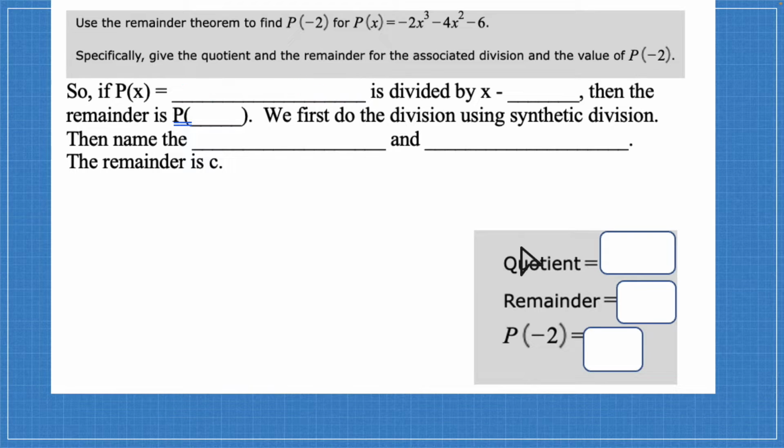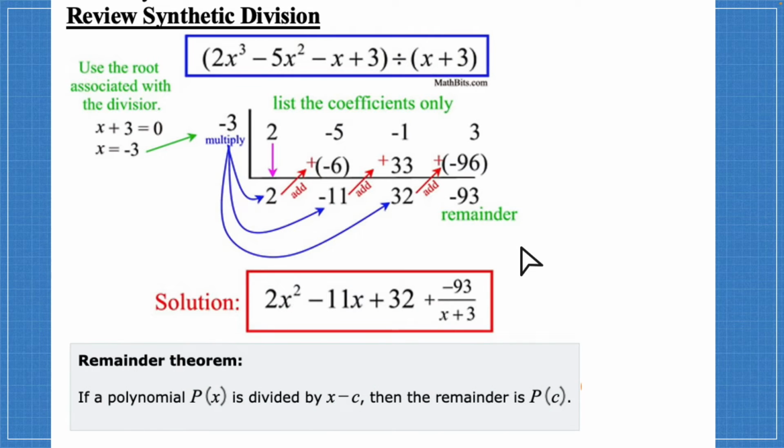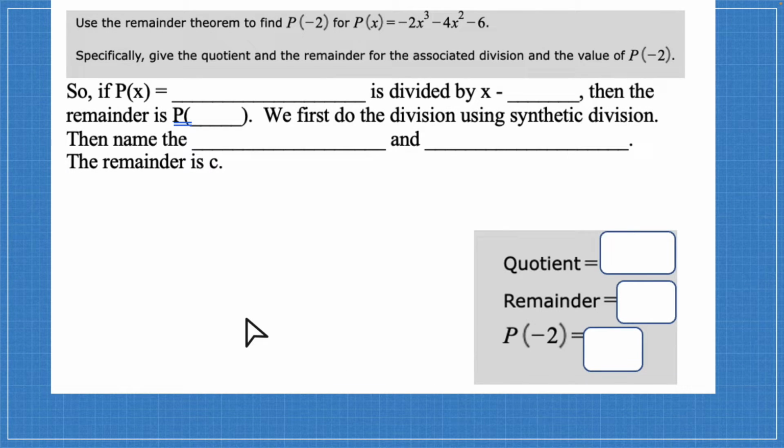So if we look over here, we're going to use the remainder theorem, which is brought up right here. If we divide by x minus c, then the remainder is p of c. So we're going to use the remainder theorem to find p of negative 2 for the function p, where p of x equals negative 2x cubed minus 4x squared minus 6. So we're going to go through and divide these two pieces. They're giving us the value for x that they want us to divide by. So specifically give the quotient and remainder for this associated division of the value of p of negative 2.